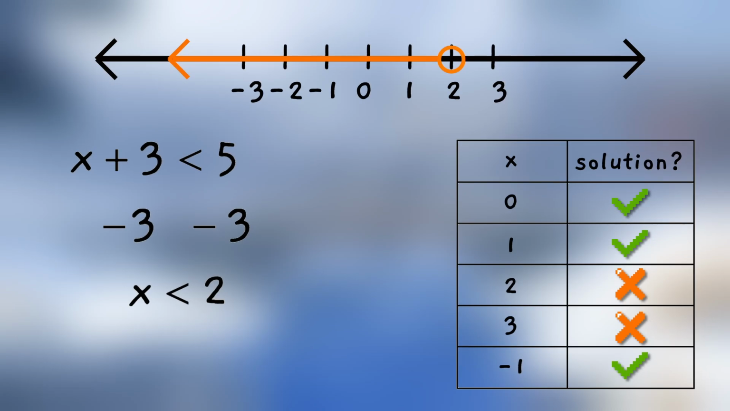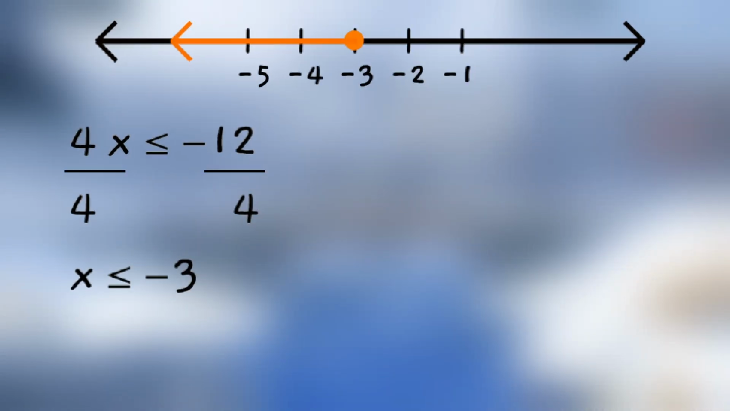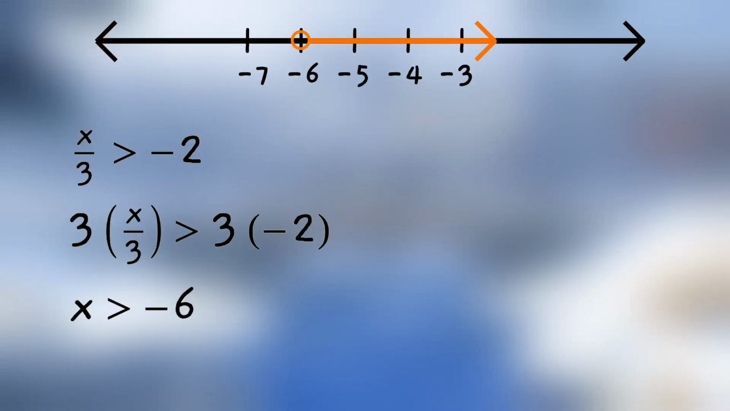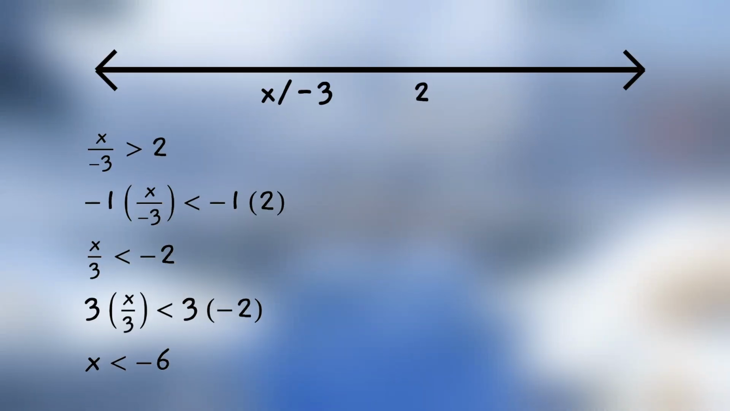So I'd like to recap the 6 examples that we just saw. The first was x plus 3 is less than 5. The next was x minus 2 is greater than or equal to 1. Then we saw 4x is less than or equal to -12. Then x divided by 3 is greater than -2. -5x is less than or equal to 20. And x over -3 is greater than 2.